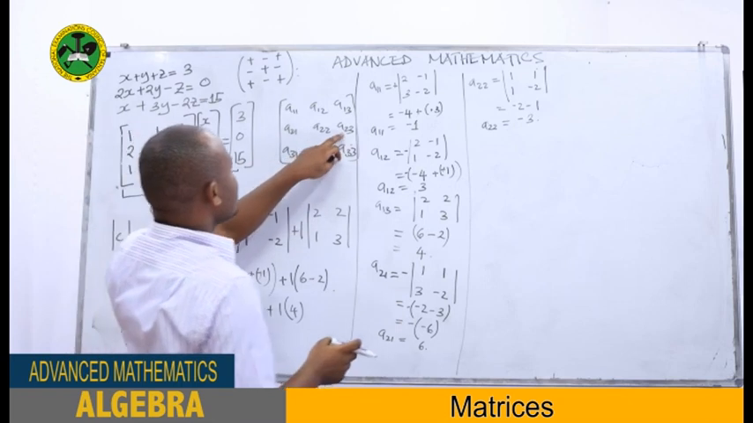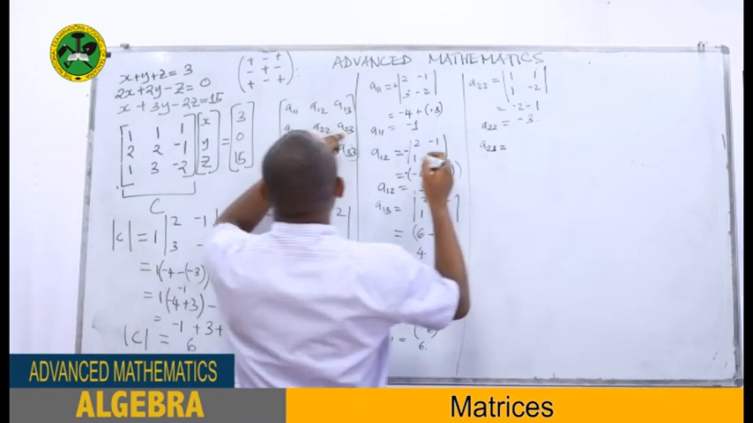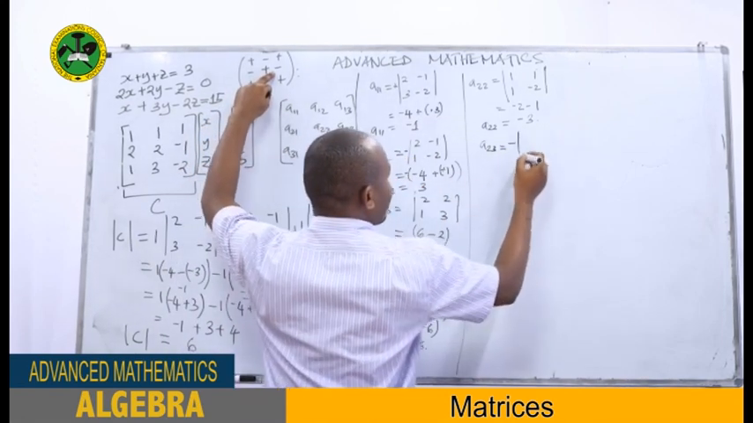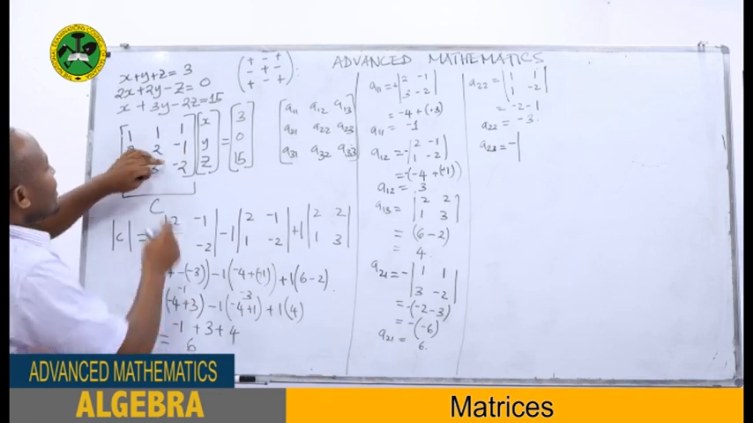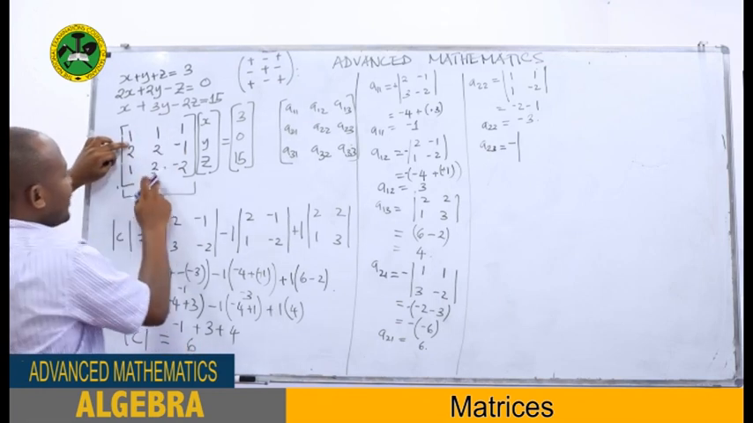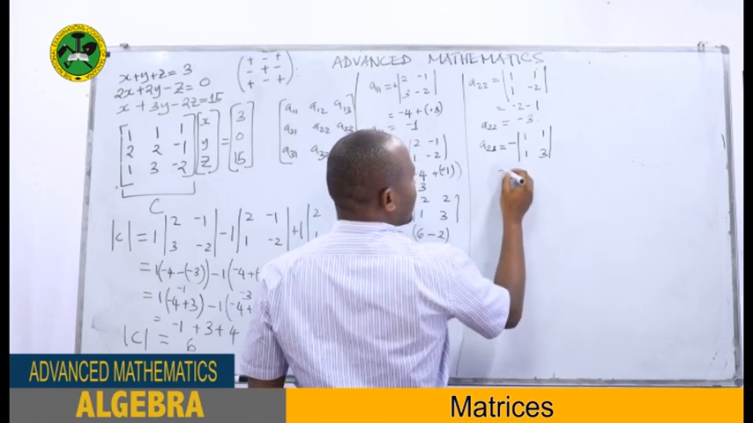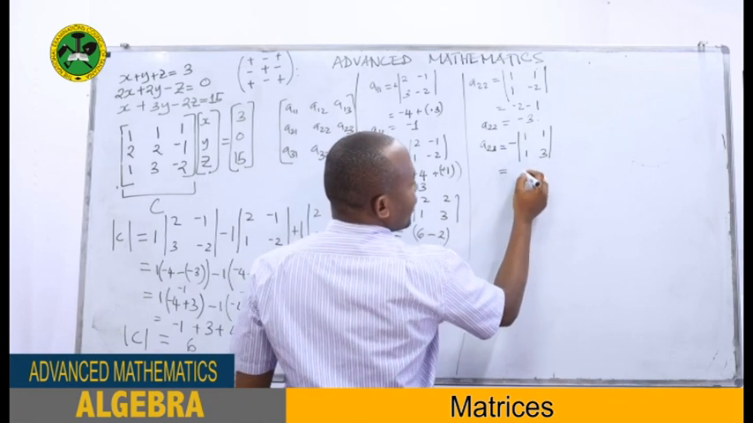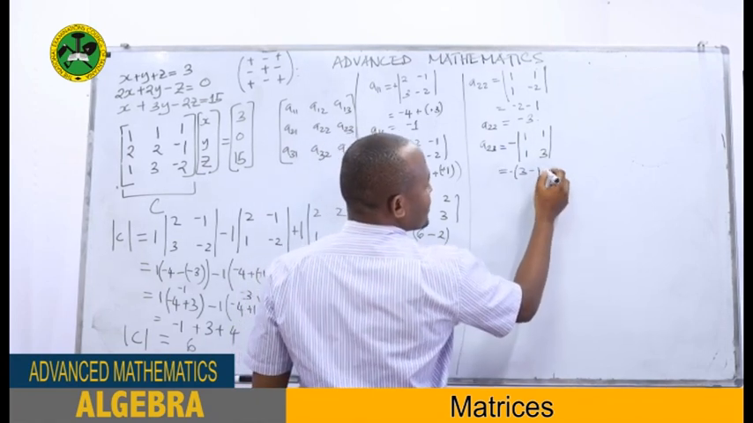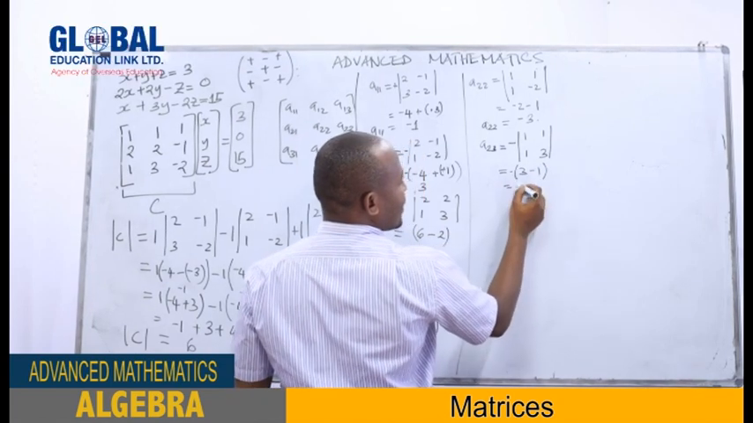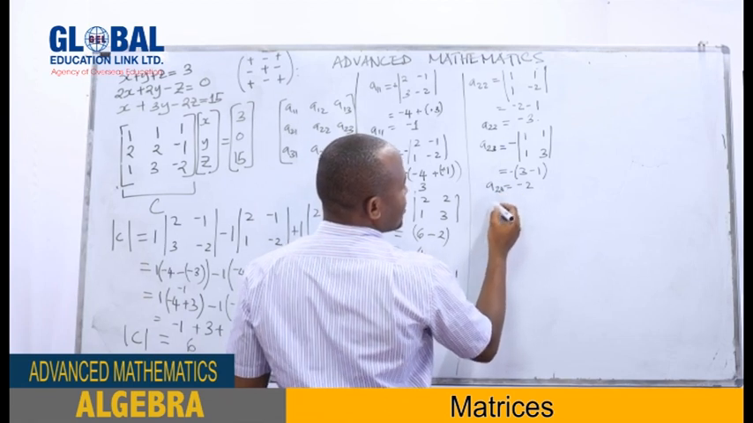Now let's go to the position A2, 3. The pattern says it is negative, and that is the position we are talking about. And then we are left with 1, 1, 1, 3. That means there is 3, but remember outside we have a negative, minus 1, and then 2 minus 1 is negative 2, and then that is the cofactor to that position.